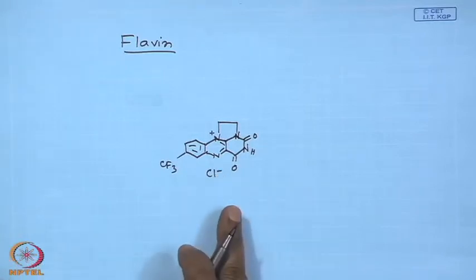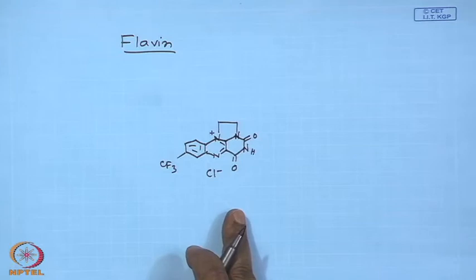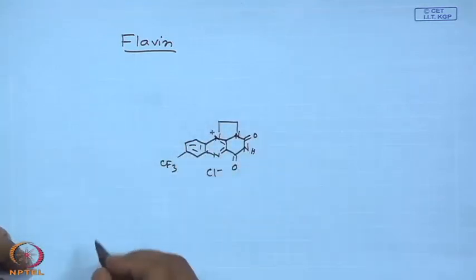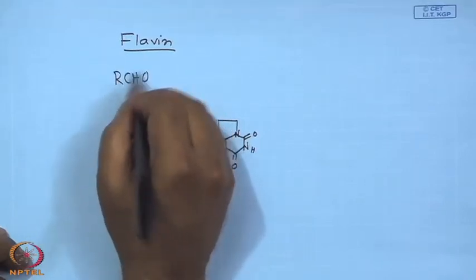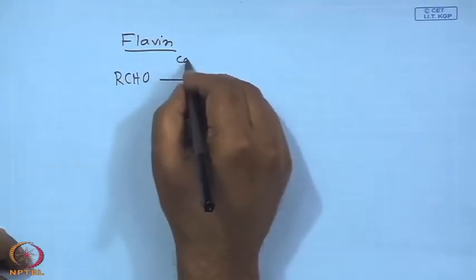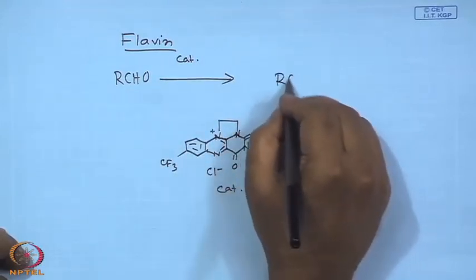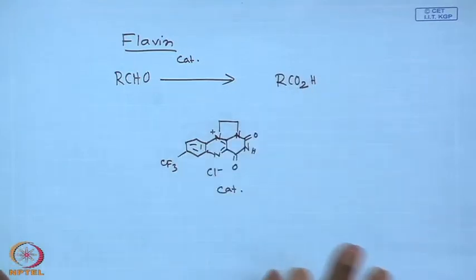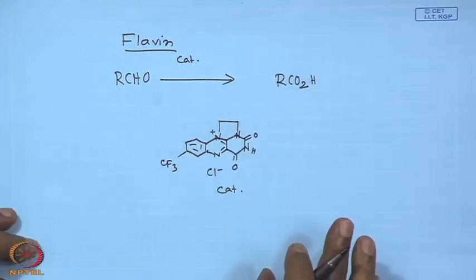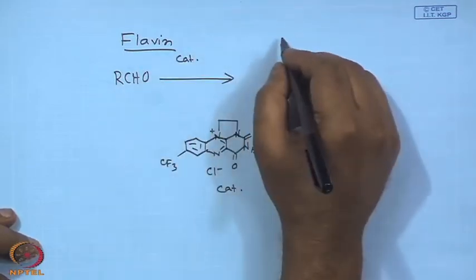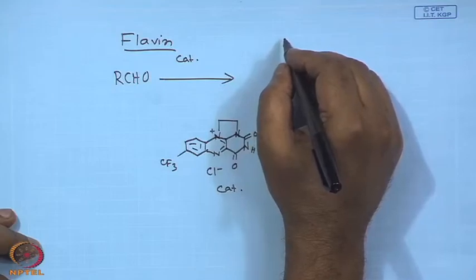This has been prepared very recently, okay. And what is it used for? Actually, it is a nice catalyst for oxidation. Suppose you begin with an aldehyde, so you use this catalyst, that means a catalytic amount, and what else? To get to the carboxylic acid, and it has been applied to many compounds. It is called flavin catalyzed oxidation.